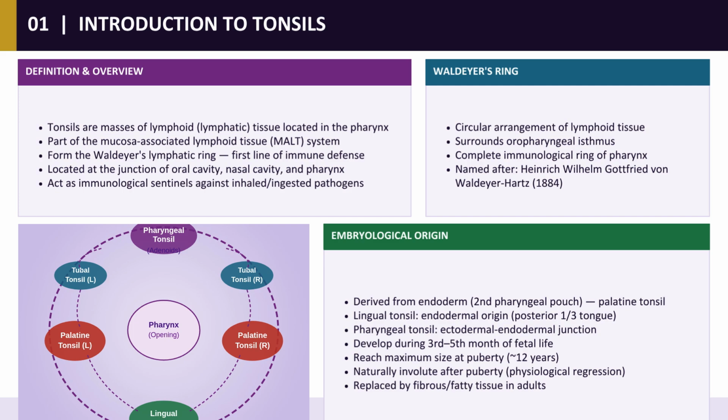There are three types of tonsils. Lingual tonsils, endodermal origin, at the posterior one third of the tongue. Pharyngeal tonsils, at the ectodermal and endodermal junction. Develop during the third to fifth month of fetal life. Reach maximum size at puberty, that is 12 years. Naturally involute after puberty, a physiological regression. It is replaced by fibrous or fatty tissue in adults.